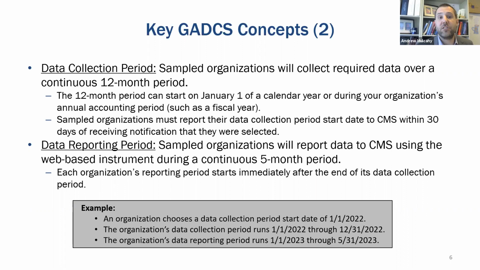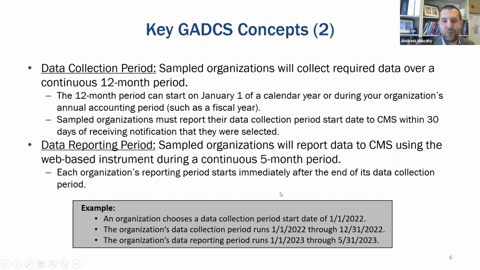When it does start, though, that starts a 12-month clock. You have 12 months over which you'll collect data. There's no reporting through that 12 months. You wait till you get to the end of the 12 months. And then that starts the second period called the data reporting period. And that's a 5-month period. After you collect data for 12 months, then you have 5 months to actually submit the information to CMS.